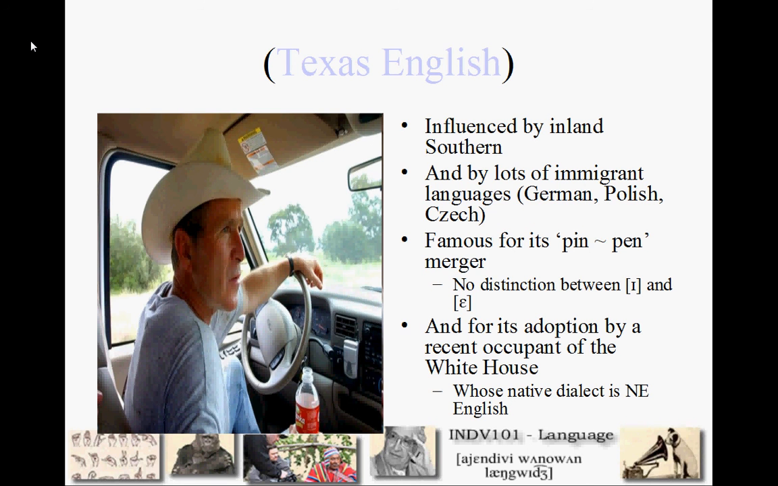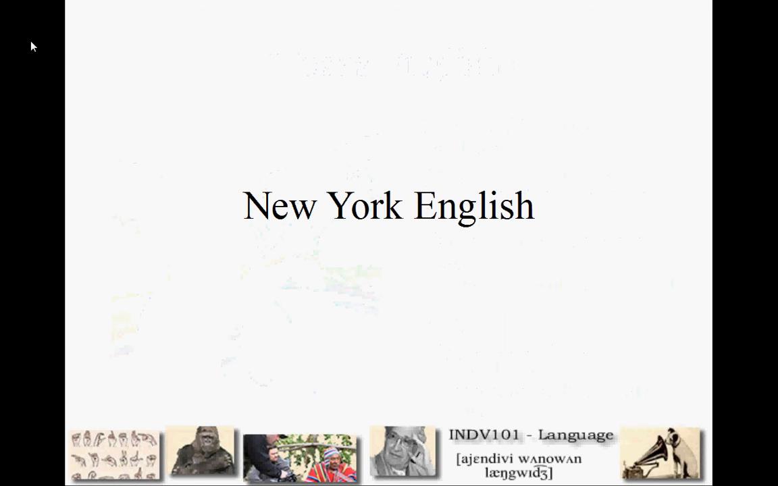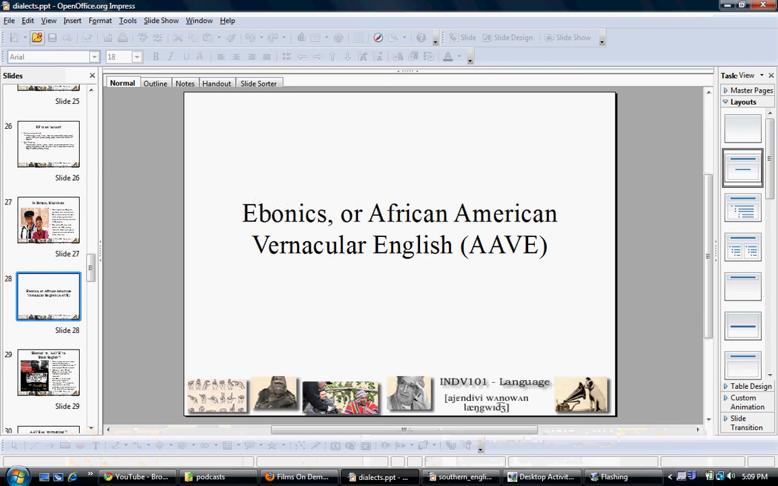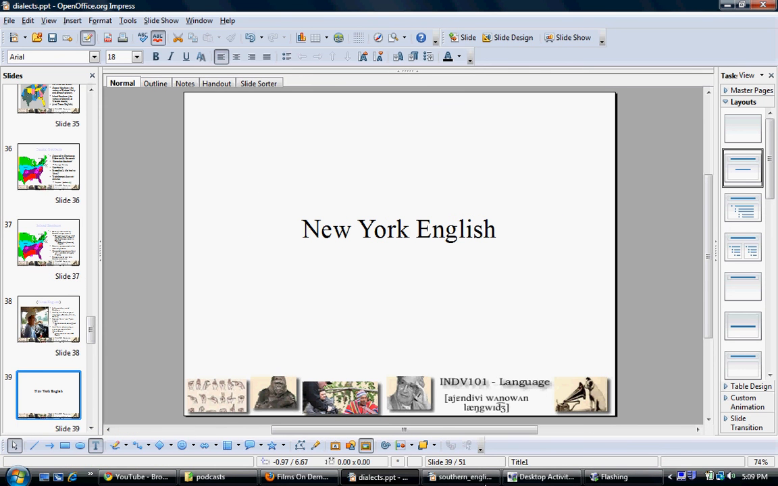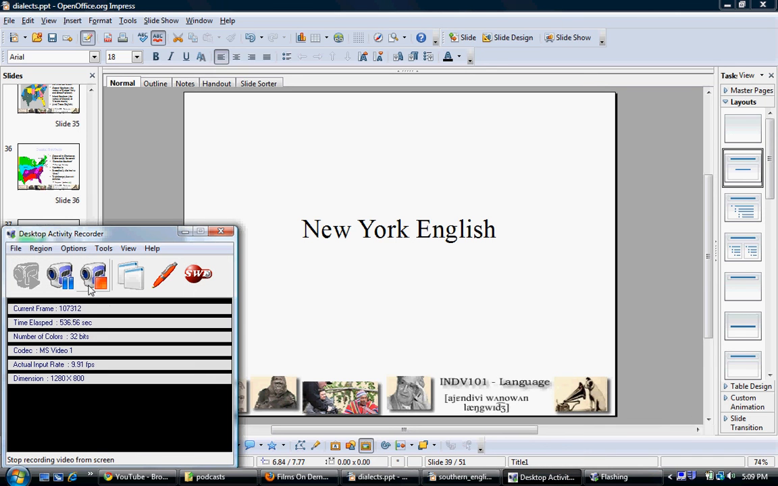And of course, George W. Bush, even though he was from the northeast part of the United States, when he moved to Texas, he adopted this accent. Alright, so one more lecture on this, dealing with New York English and a very cool study by Labov.